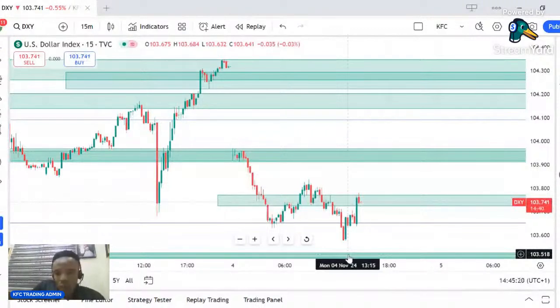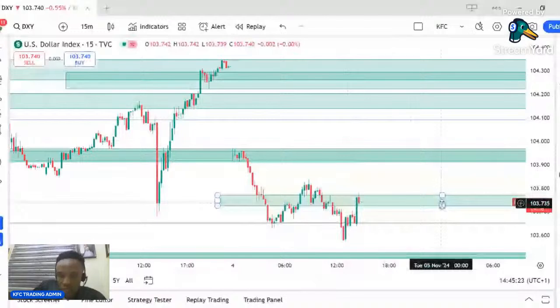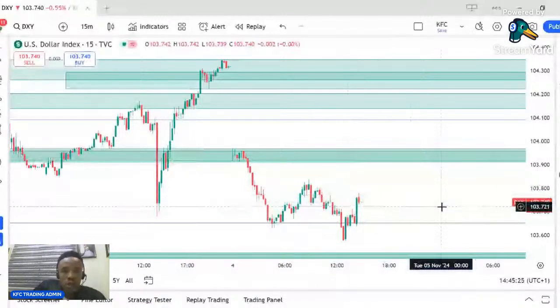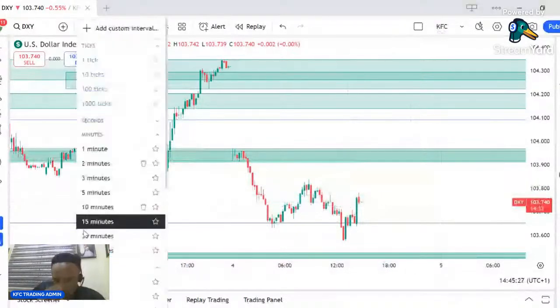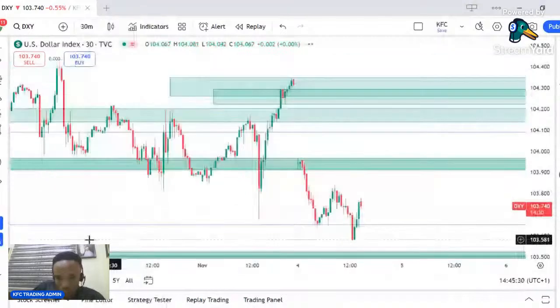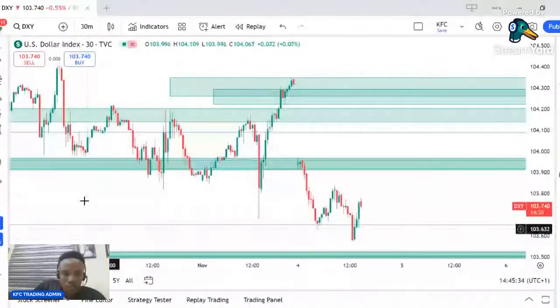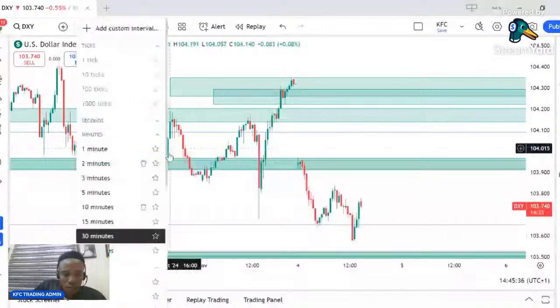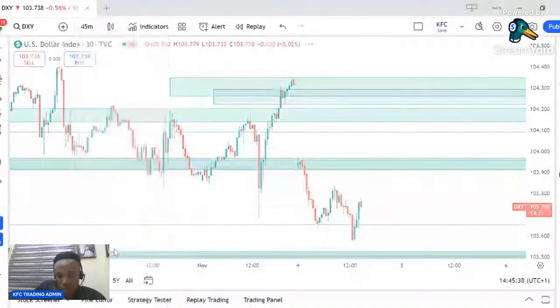But right now, DXY has given the structure I am looking for, and it has taken out these liquidities. So what am I going to do? I'm going to quickly spot out the next possible liquidity where DXY may be going to, and from there I can tell that, okay, this is when I should sell.